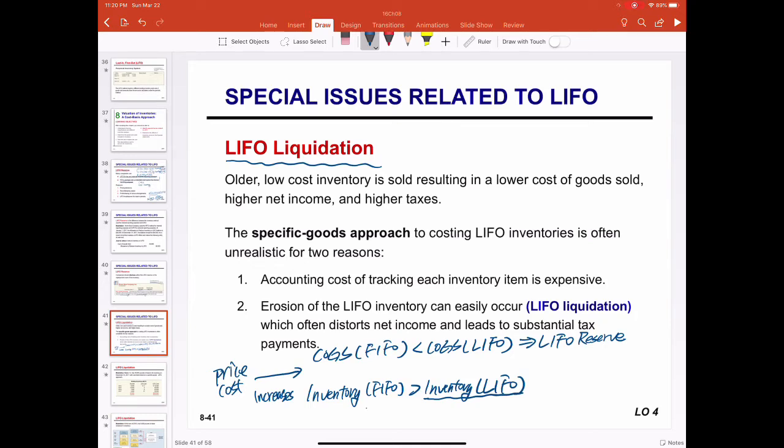As long as the number of units sold is less than the number of units produced or purchased, the LIFO reserve under this condition will keep increasing. But sometimes the number of units sold may be greater than the number of units purchased or produced. If this happens, the older inventory, the cheaper inventory, will be expensed.